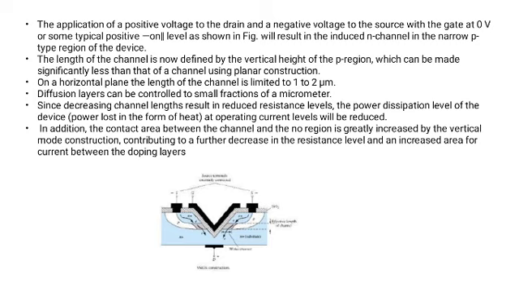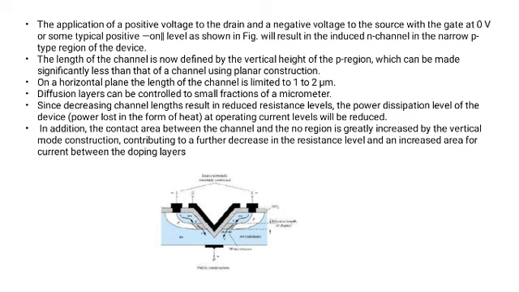Consider applying a positive voltage at the drain and a negative voltage at the source, with a gate voltage of 0 volts. This results in an induced n-channel, and the length of the channel is now defined by the vertical height of the p region, which can be significantly less than that of a channel using planar construction. The diffusion layers can be controlled to small fractions of a micrometer, and when we decrease the channel length with reduced resistance levels, there will be some changes in the power values.